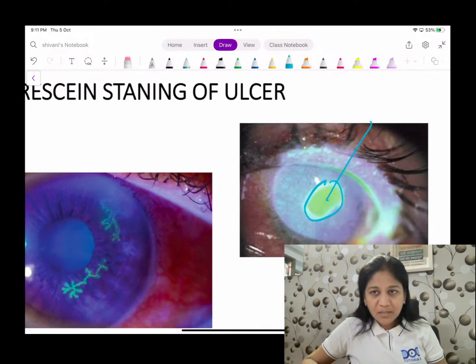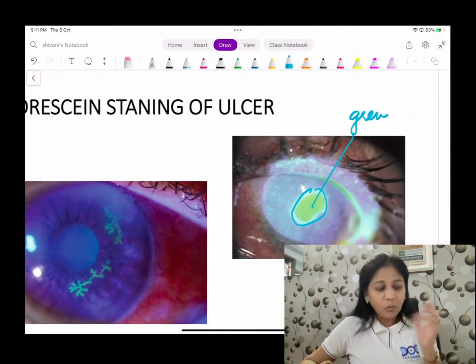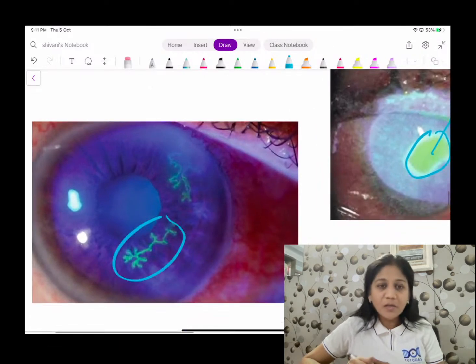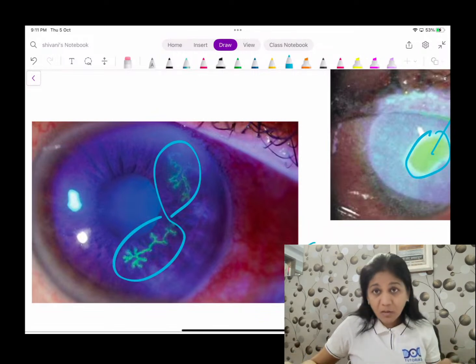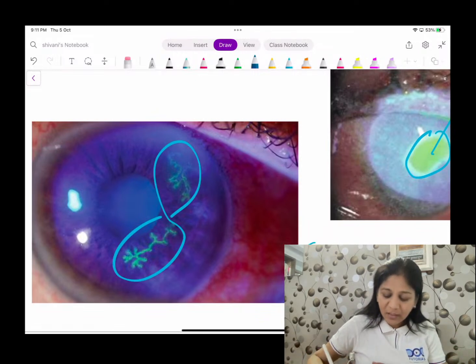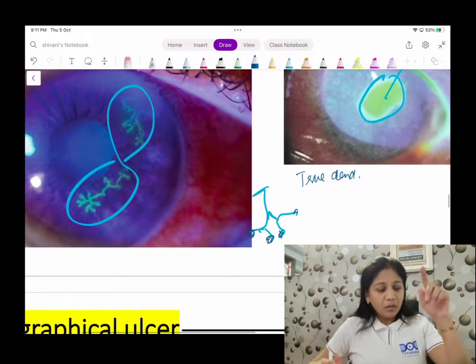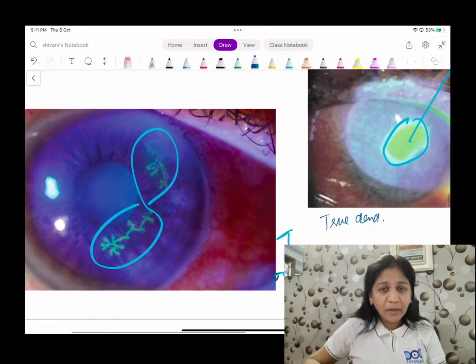Can you see? This green color is actually the defect in the epithelium, or the ulcer. Yes, everyone, this is how fluorescein helps you in diagnosing. Now if you get this kind of morphology, this dendritic pattern, and characteristically if you see knobs, these knobs are suggestive of a true dendrite. This is nothing but a true dendritic ulcer: a dendritic pattern with knobs at the end. This is the meaning of true dendrite.